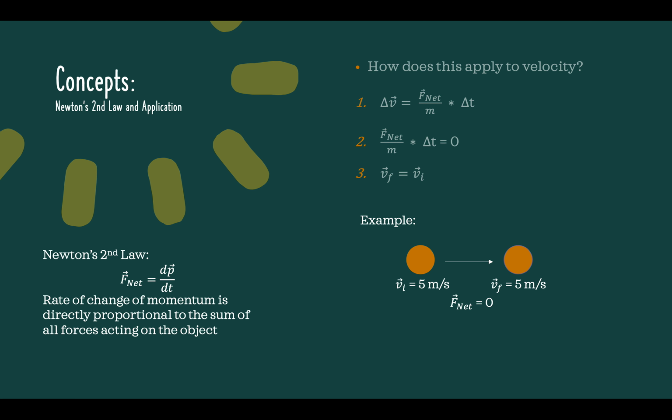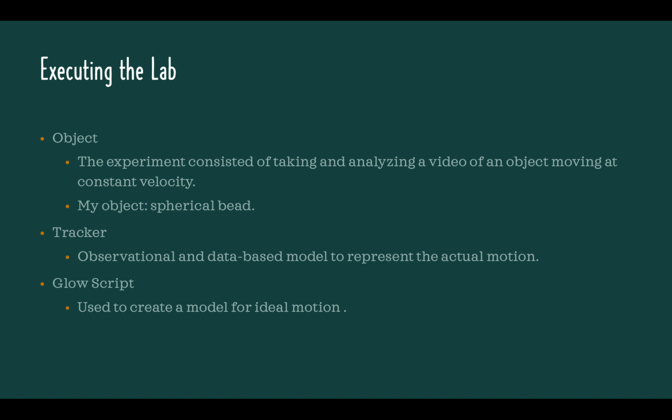This means that if the net force is zero, then the initial and final velocities should be the same, meaning that the object is moving at constant velocity. This principle is illustrated below. If a ball starts moving at 5 meters per second and no force acts on it, a certain time t later, the ball should still be moving at 5 meters per second.